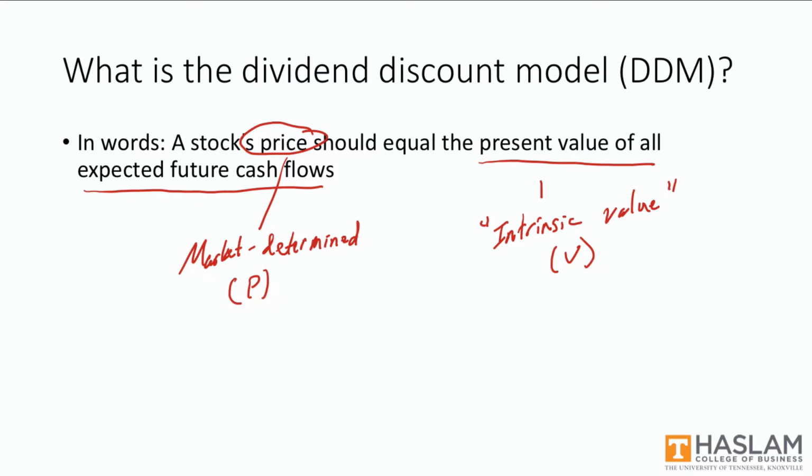Now, what does one do with the V and the P in the context of the dividend discount model? Well, one who's thinking about buying or selling a stock simply compares these two. So you've got a couple of cases. One, price is less than V. If price is less than intrinsic value, what that means is the stock is cheap, right? It's selling for less than what we think it should be worth. And so if the stock is cheap, that's a buy signal.